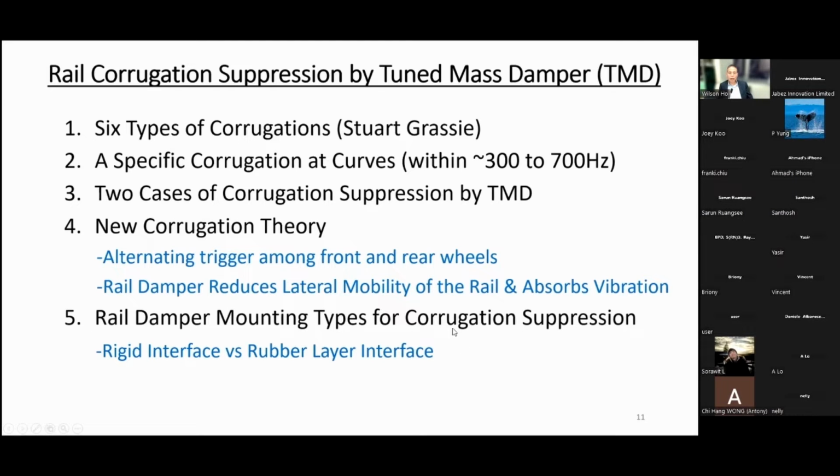Most of the dampers focus on the vertical vibration, and they use a rubber layer interface. We developed a wedge interface damper, which takes care of vertical and lateral vibration, and has wedge mounting to ensure the force transmits between the wheel and the damper.